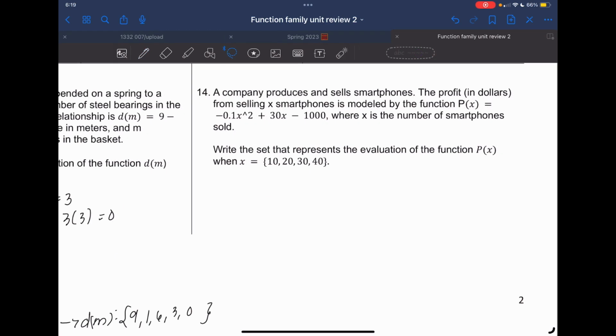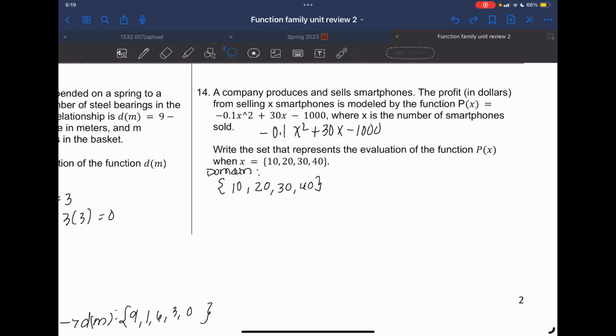A company produces and sells smartphones. The profits in dollars from selling x smartphones is modeled by the function P(x) equals negative 0.1x squared plus 30x minus 1000, where x is the number of smartphones sold. Write the set that represents the evaluation of the function P(x) when x equals 10, 20, 30, or 40. So we're looking for the range. Okay, so our domain is 10, 20, 30, 40.